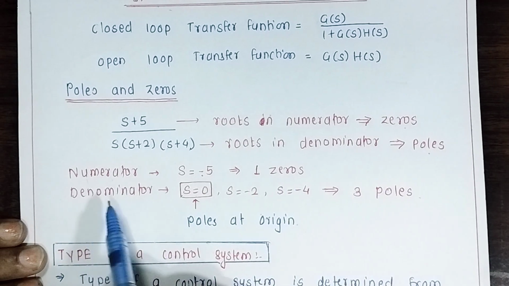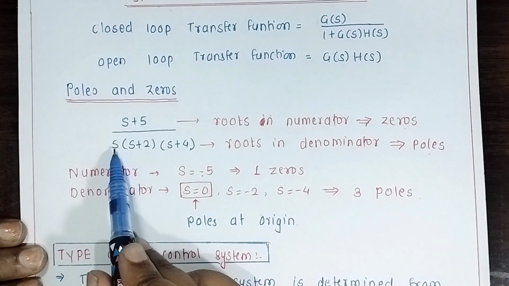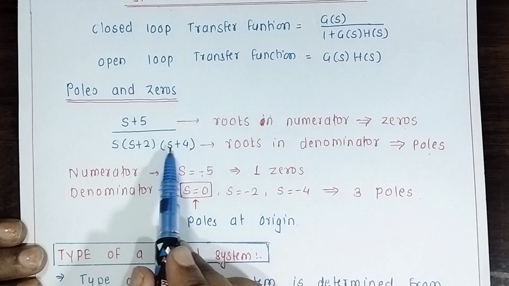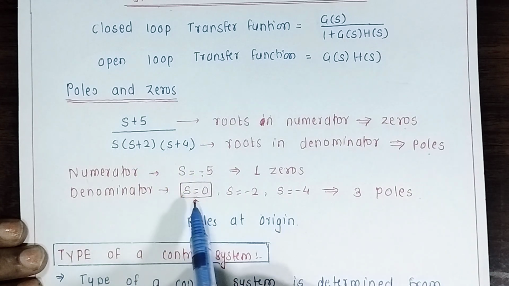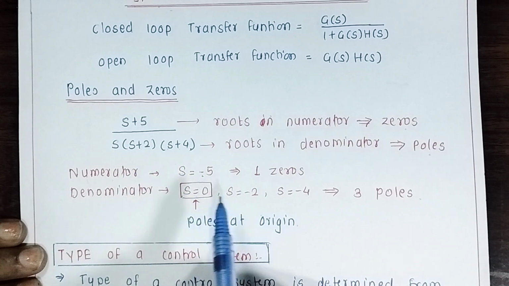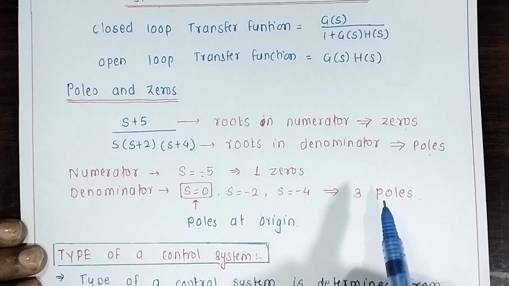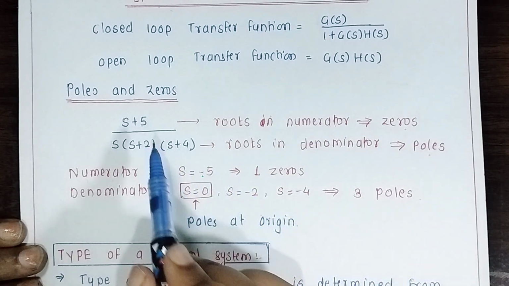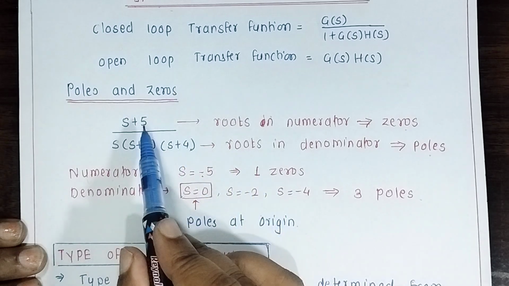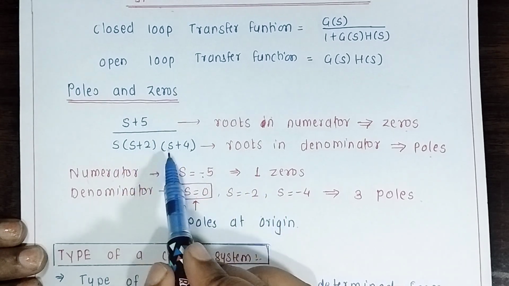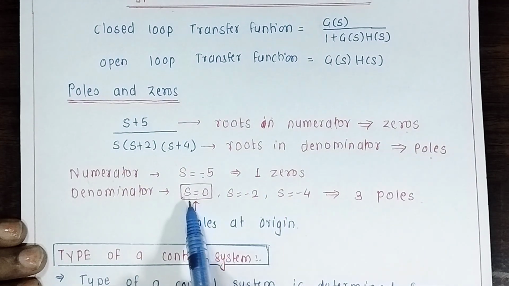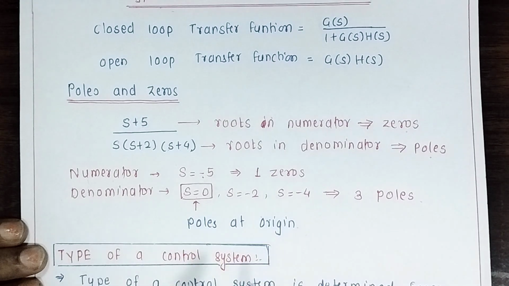And in the denominator there are three terms: s, s + 2 and s + 4, and the roots are s = 0, s = -2 and s = -4. Therefore there are three poles. So for the given transfer function there is only one zero and three poles. And here s = 0 is the pole at the origin.